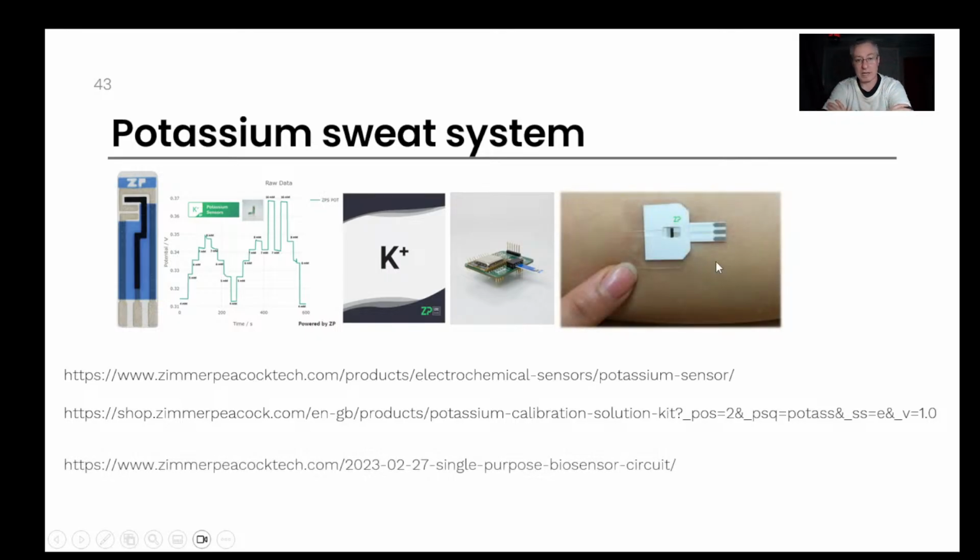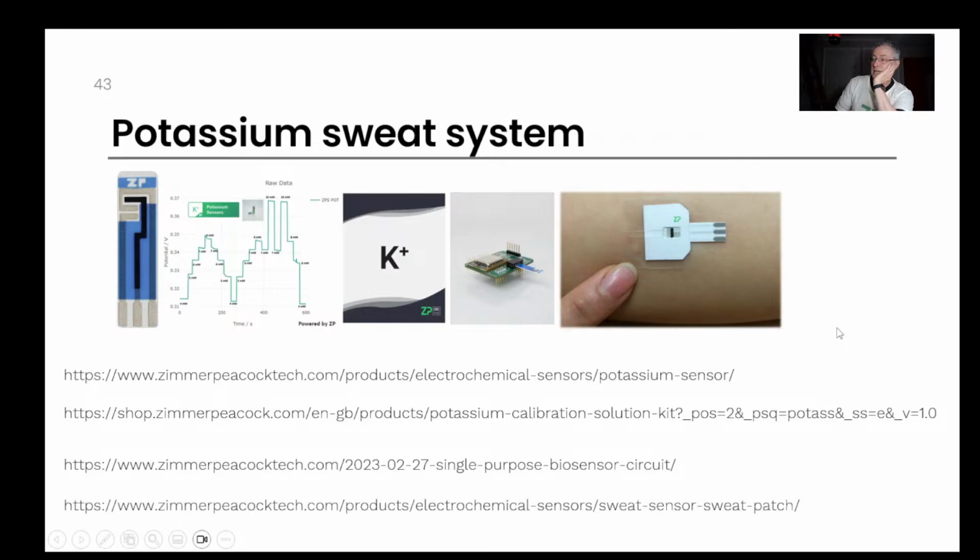We've got a sweat patch, so you can theoretically immobilize these sensors onto the skin. We've also got a rinse solution, so you can rinse the potassium off and store the sensor away for later use. That is a fairly good kit for allowing somebody to do a TRL level 3, technology readiness level 3, test of a potassium sensor. The cortisol sensor, unfortunately, from ZP, we will not release unless it's to really well-funded clients.